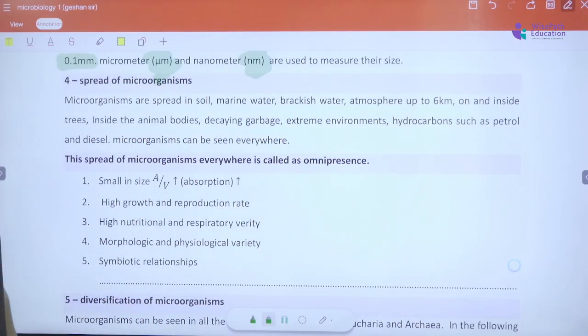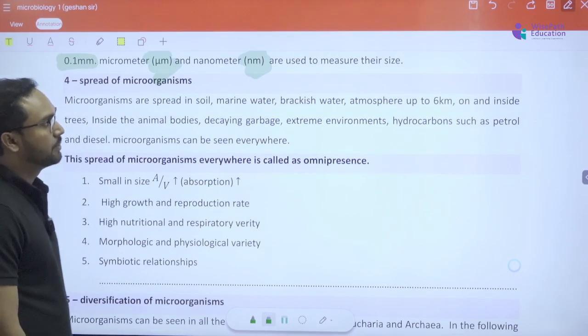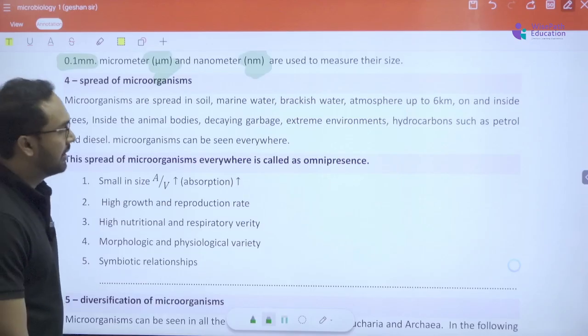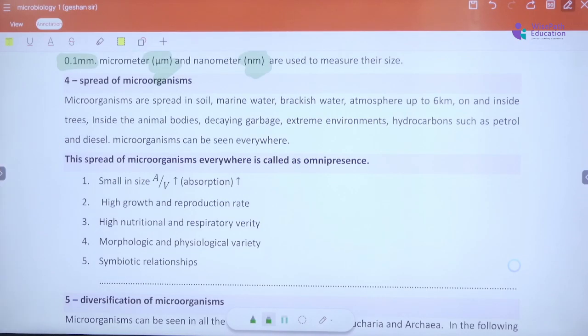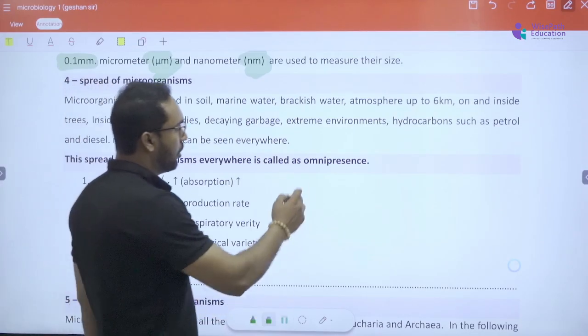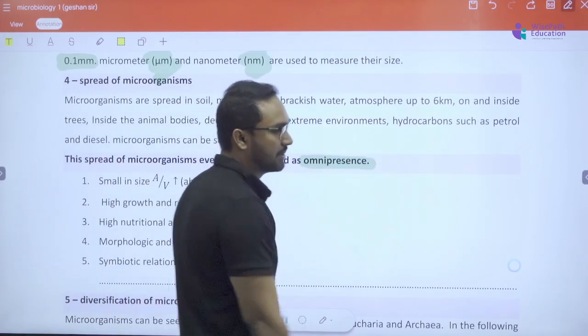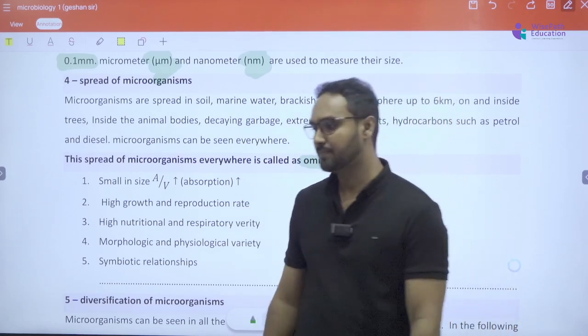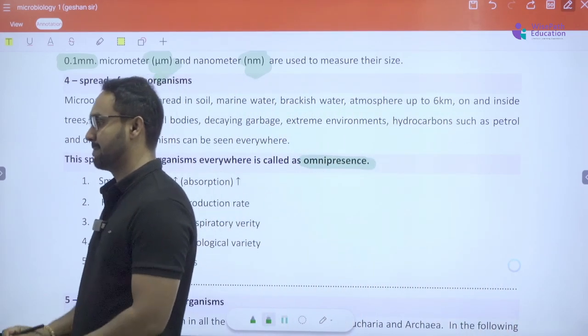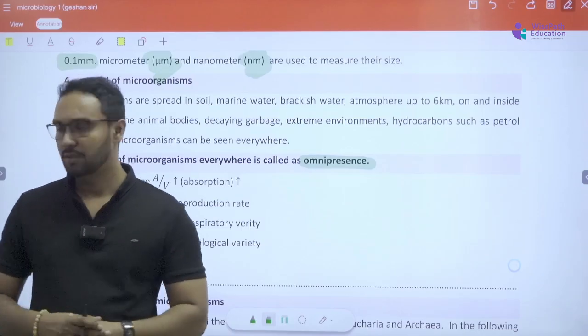So come to this one: microorganisms are spread in soil, marine water, brackish water, the atmosphere up to 6 kilometers, on and inside trees, inside animal bodies, decaying garbage, extreme environments, and hydrocarbons such as petrol and diesel. Microorganisms can be seen everywhere, and this is called the omnipresence. So this spread of microorganisms everywhere is called what? Omnipresence. Highlight this one, omnipresence.